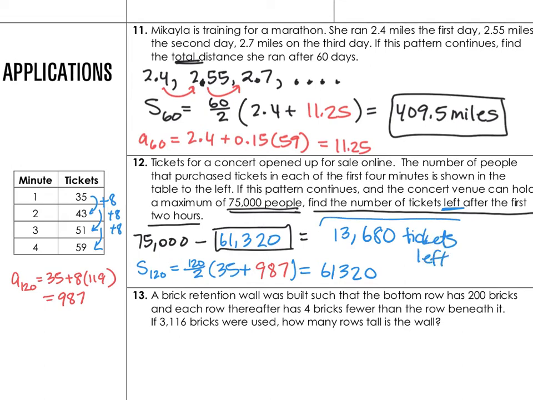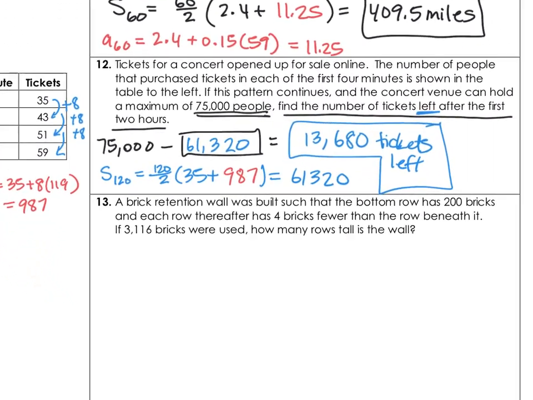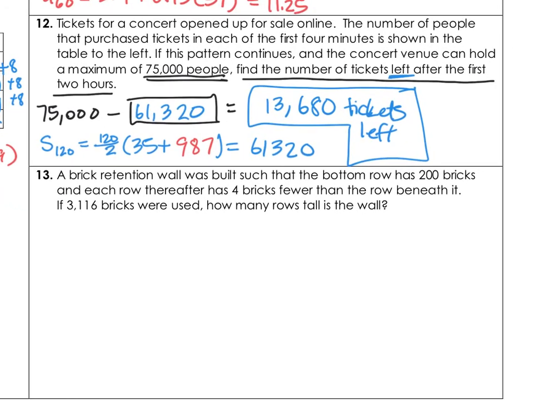So you've got to be careful that you're actually answering the question that they're asking. All right, so number 13 is a little bit more challenging because they are telling us the sum of how many bricks were used, but now we have to find out n, basically, the number of rows. So I'm still going to use that formula.